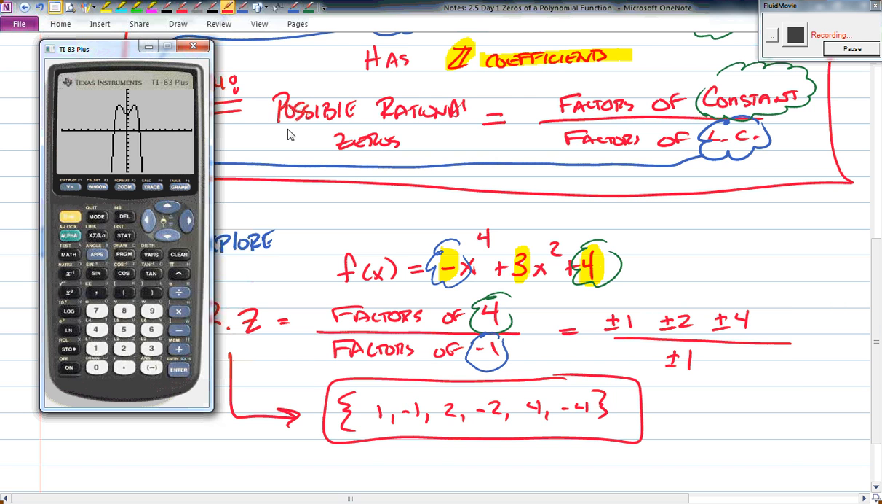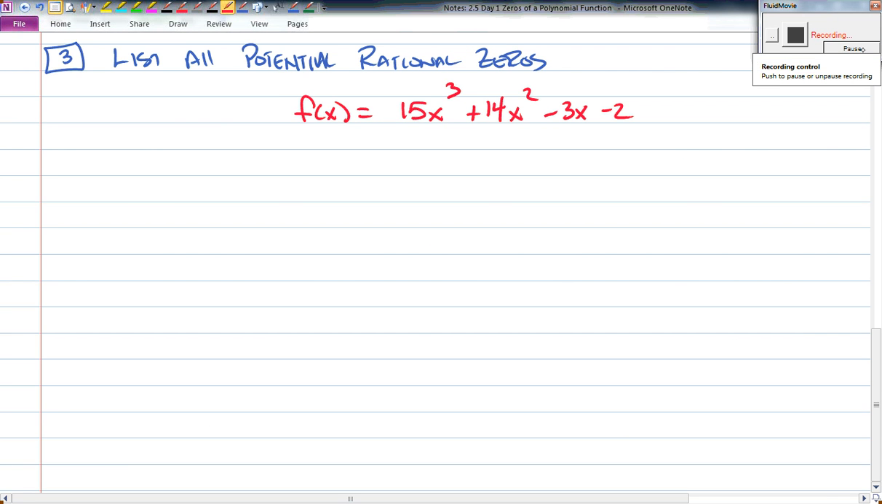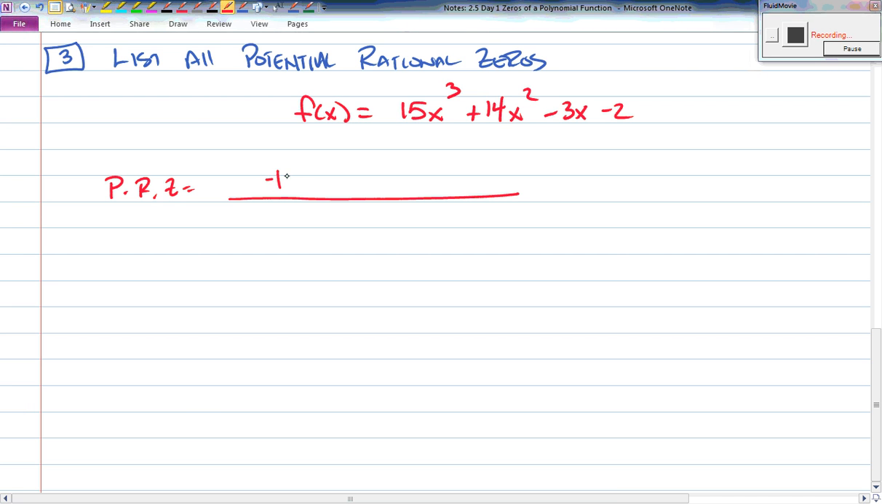Minus 3x minus 2. Okay, with your table group, all I would like you to do is list the potential rational zeros of this polynomial function. That's all you gotta do, just list them out and count how many you have. Okay, what's the factors of -2? What do you guys have? Plus or minus 1, plus or minus 2. What are the factors of 15?